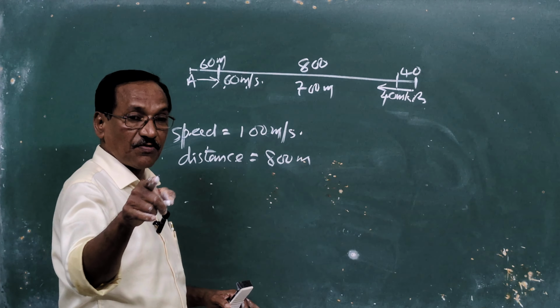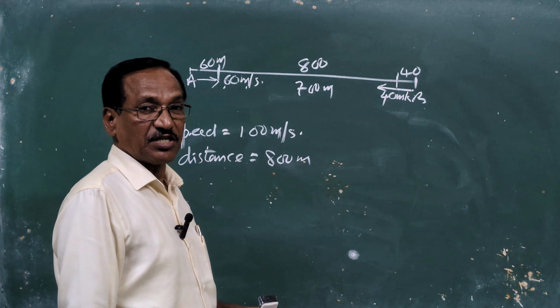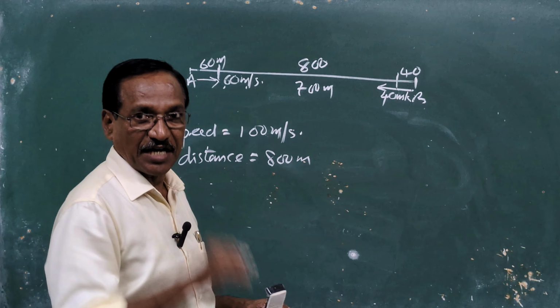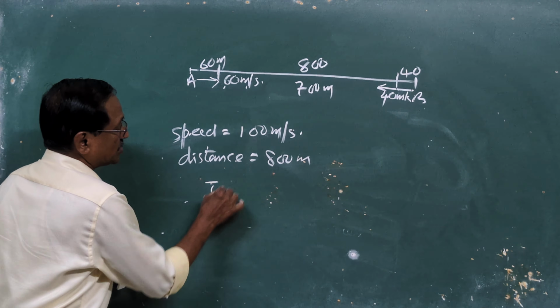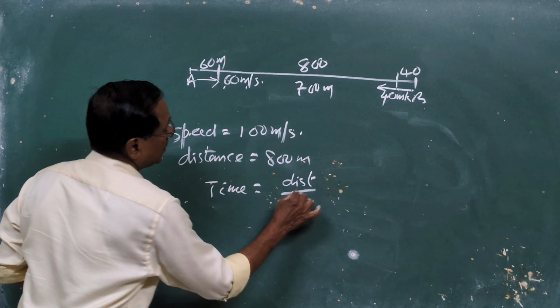Now the question is to find after what time will the bodies meet each other. That means we have to find time. So let us use the formula time equal to distance by speed.